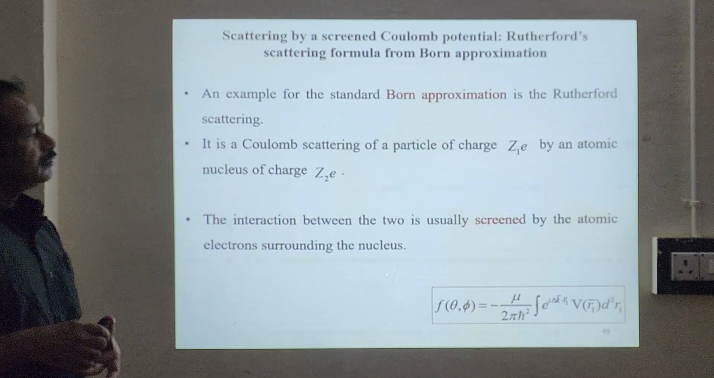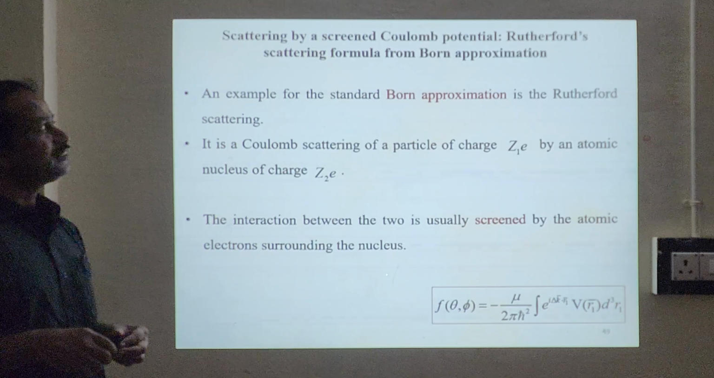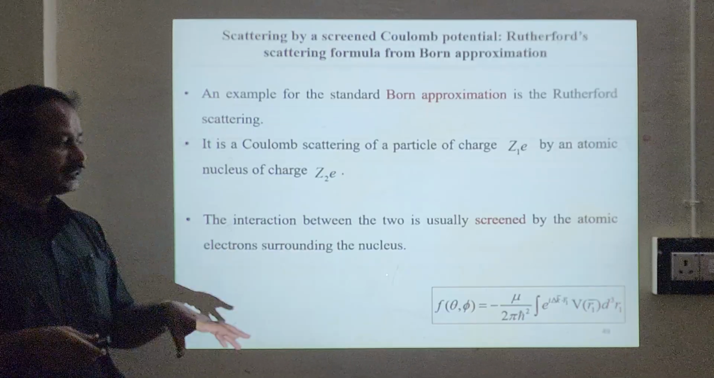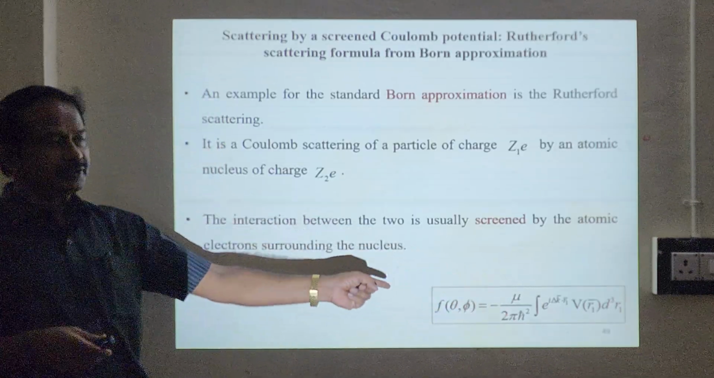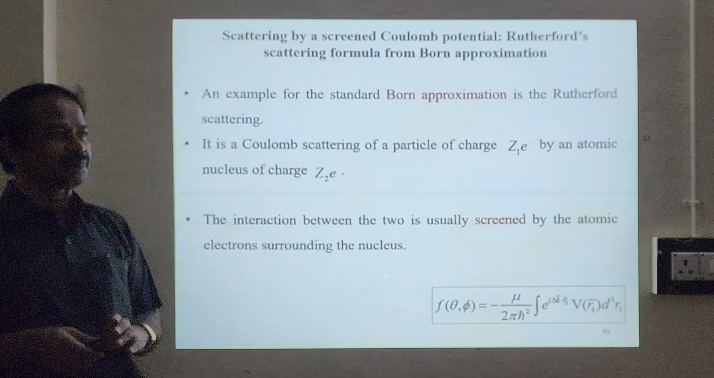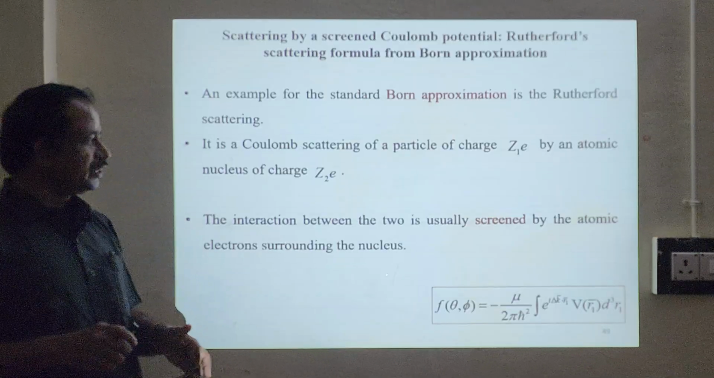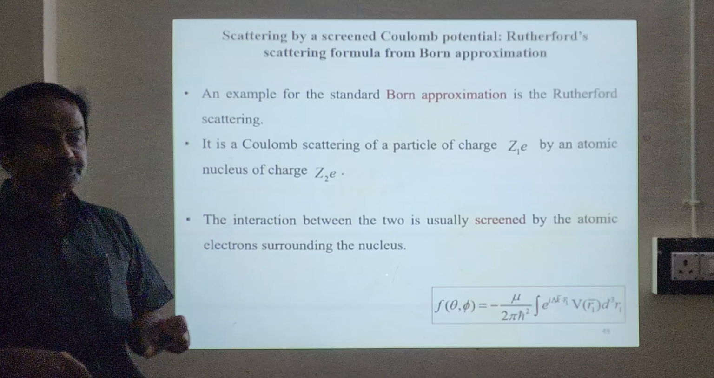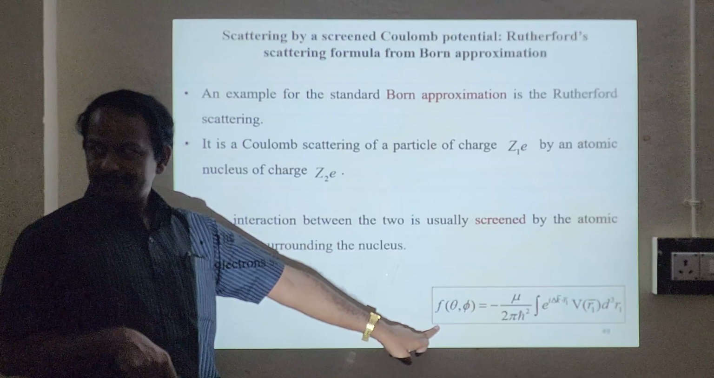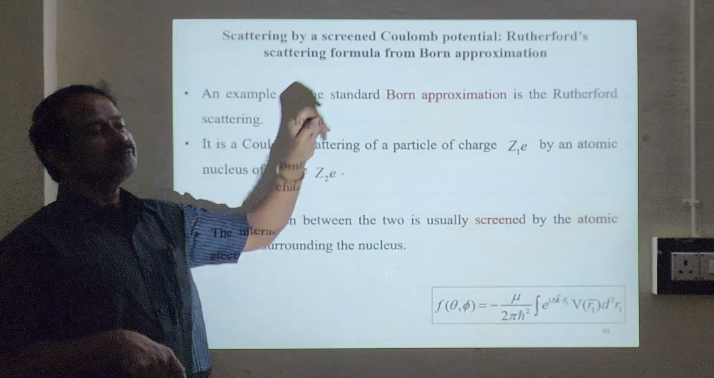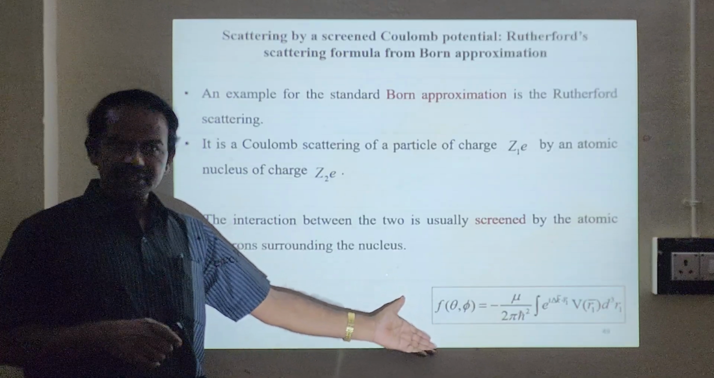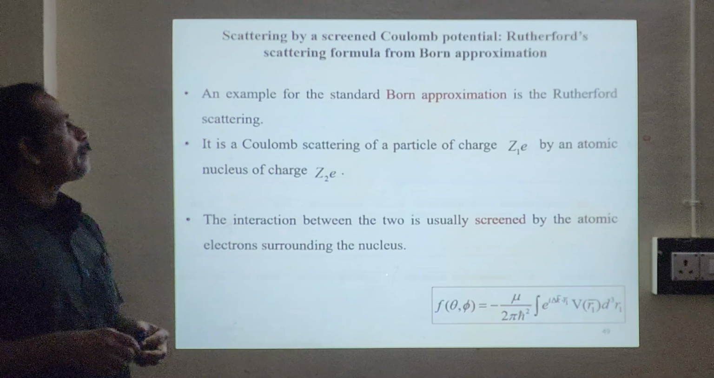The first one is scattering by a screened Coulomb potential, and the Rutherford scattering formula from the Born approximation. We take the expression for the potential, substitute it in the scattering amplitude, and derive the Rutherford scattering formula from the Born approximation. I repeat: we substitute the expression for the Coulomb potential in the expression for the scattering amplitude, and derive the Rutherford scattering formula. Of course, we have obtained this result only from the Born approximation. So this is the idea.